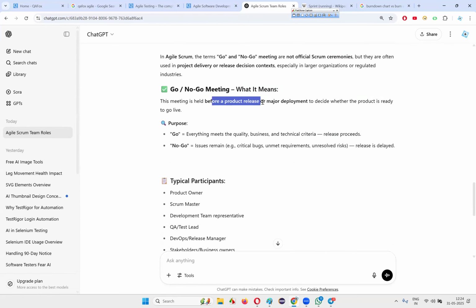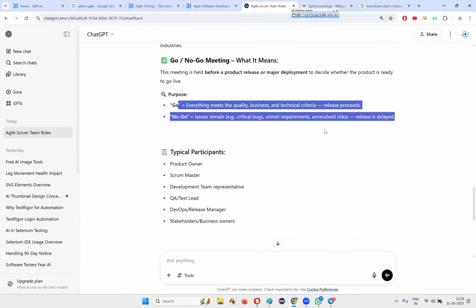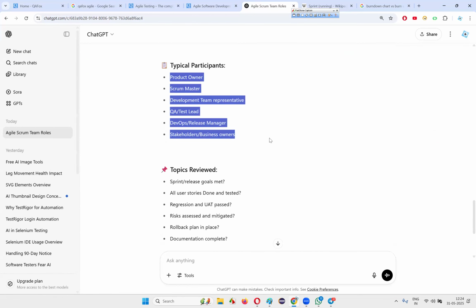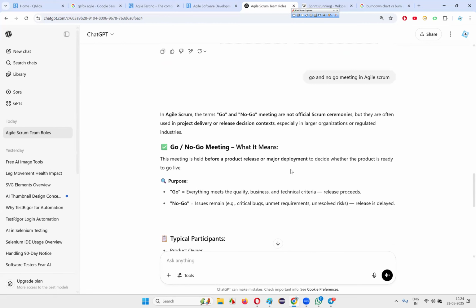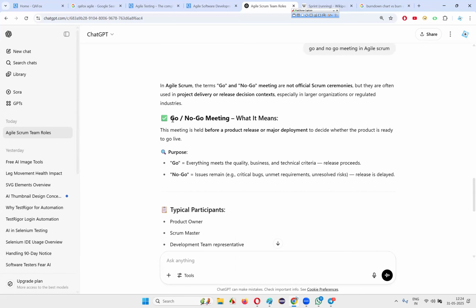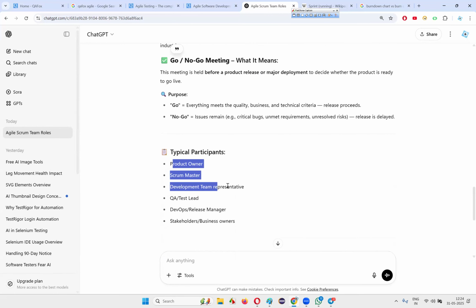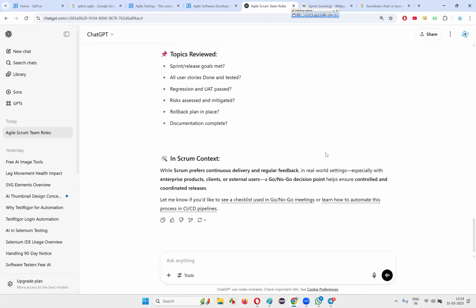This meeting is held before a project release or major deployment to decide whether the project is ready to go live. Go no-go means whether the product needs to be released into the market or not. After a number of sprints are completed and a product reaches a certain stage, a meeting is conducted between the product owner, scrum master, development team, stakeholders and others to decide whether we can release the software into the market or not.